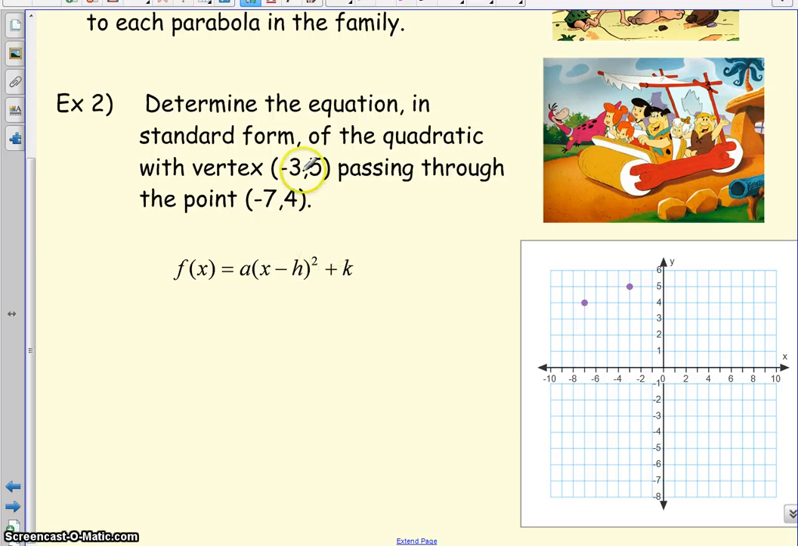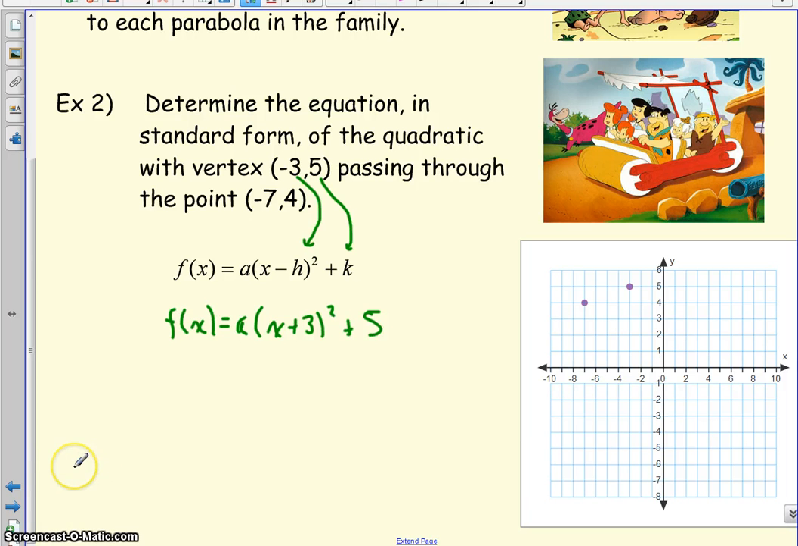Okay, and since I know what the vertex is, I'm going to sub in those values for h and for k. So that's going to give me f(x) = a(x + 3)^2 + 5, since x minus -3 is x plus 3. Don't forget your squared, and then plus k, k is 5. So again, what I'm looking to solve for here is a.